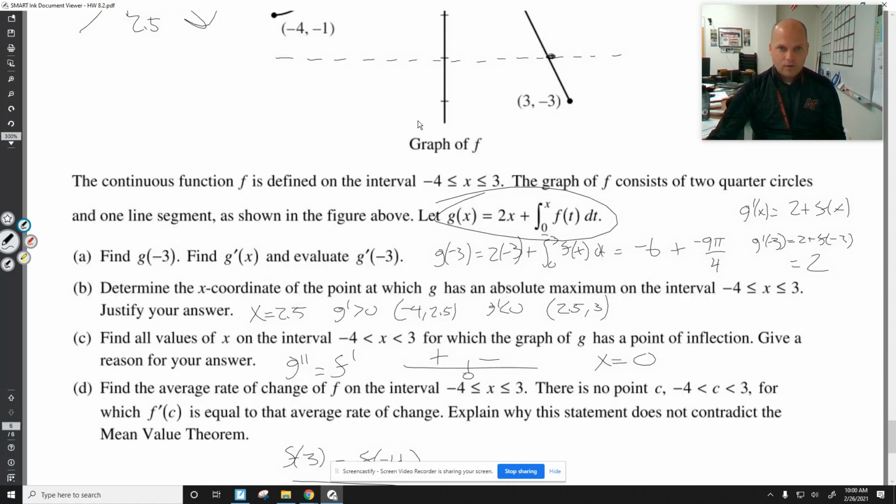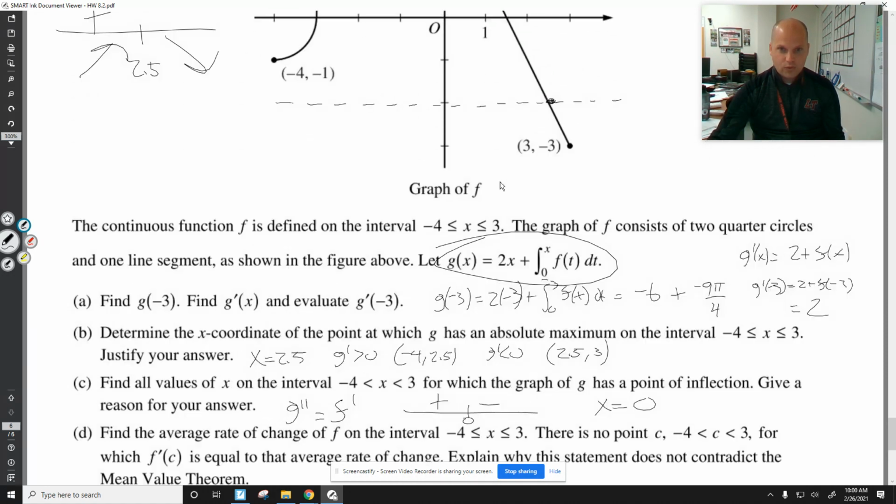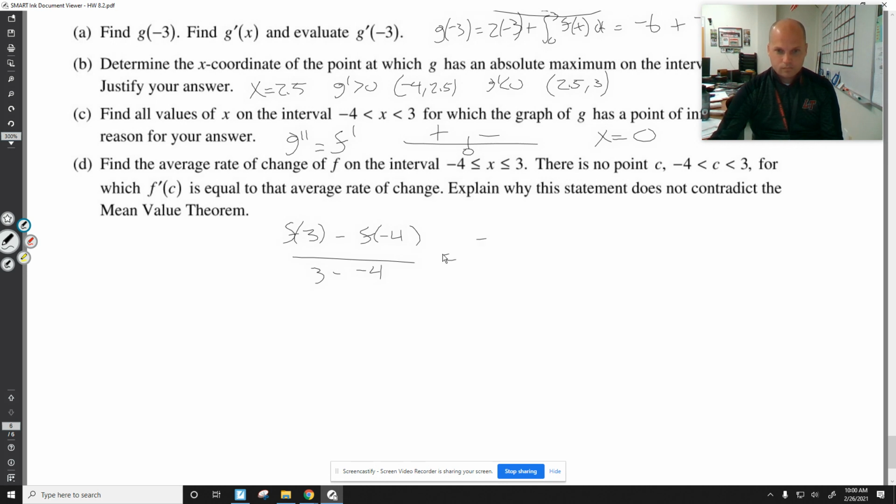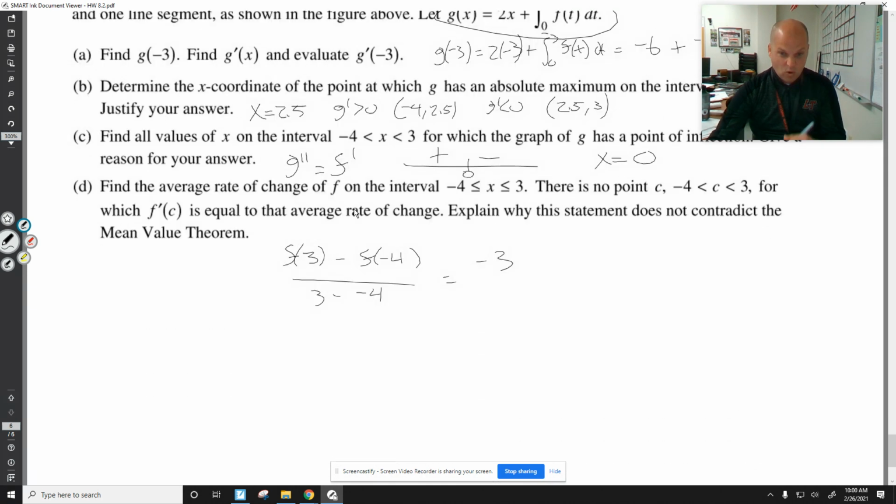So I have f of 3 is -3. F of -4 is -1, over 3 minus -4, which is positive 7. So I've gone over 7 units and I've gone down 2. Okay, so -2/7 is the average rate of change. There is no point c for which f prime of c equals that average rate of change. Explain why this does not contradict the mean value theorem.